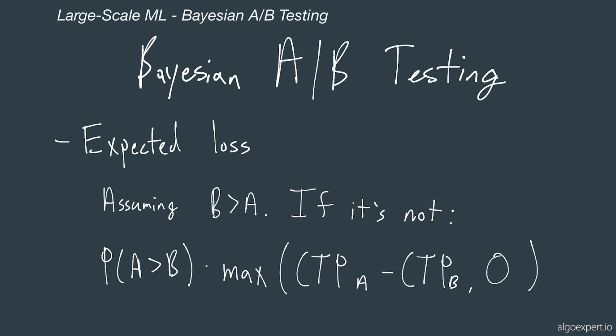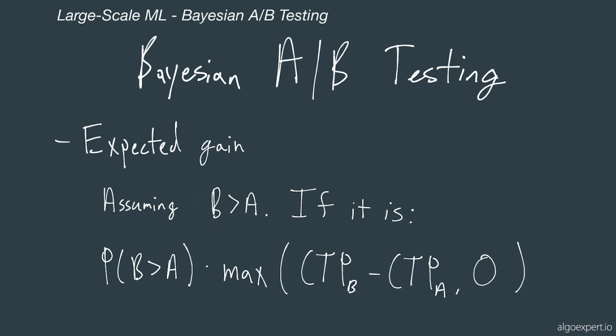Now, another thing that we could do is look at the expected gain. So let's assume that B is greater than A, and if it really is, then our expected gain is going to be equal to the probability that B is greater than A multiplied by the differences between B and A. And again, we're going to take the maximum between the differences and 0, since we're only concerned with the gain and not the loss.